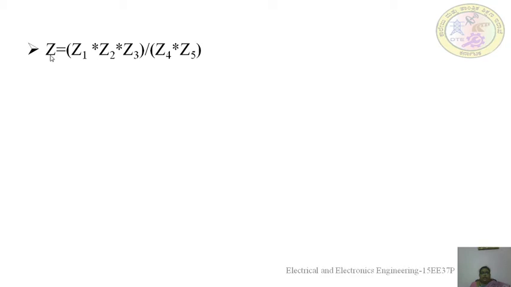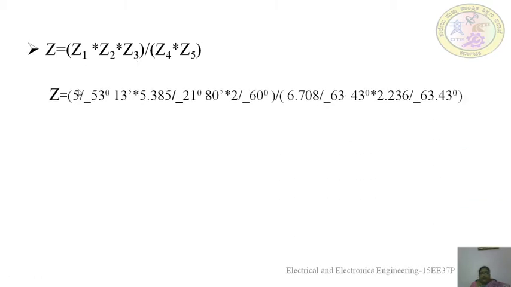Then the equation given is Z is equal to Z1 into Z2 into Z3 divided by Z4 into Z5. Now all the values Z1, Z2, Z3, Z4, Z5 which we have calculated in the polar form, we are going to substitute here. You can see all are substituted in the polar form because it will be very easy for us to calculate when multiplication and division are given.